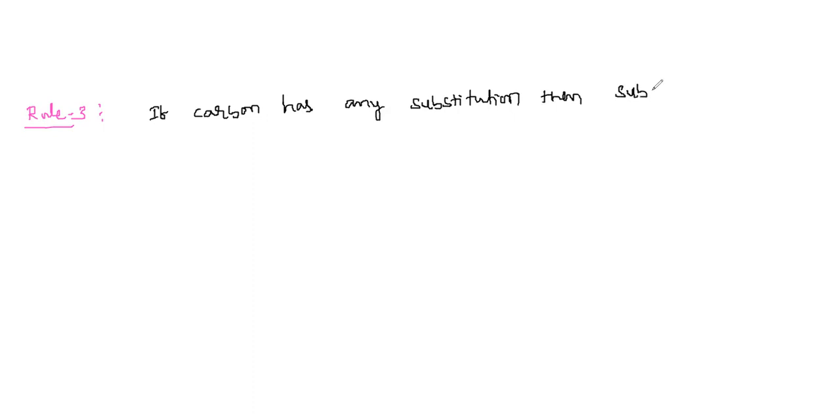Next, rule number 3. This is a very, very important rule. If a carbon chain has any substitution, then the substitution gets the lowest possible number.